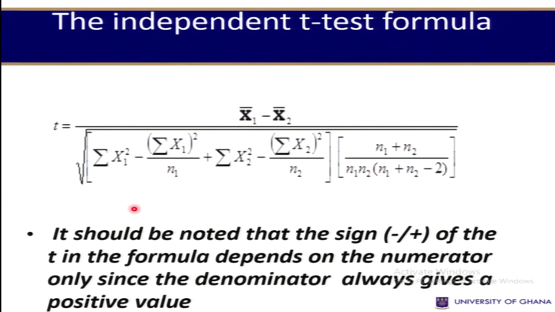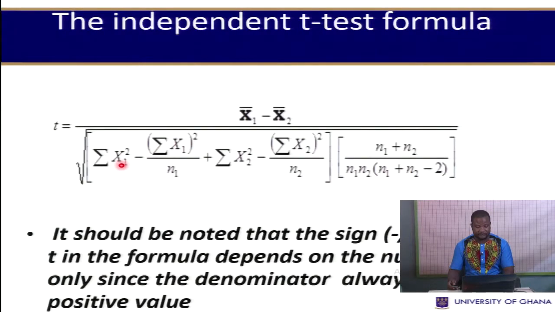And that will simply give us the formula for the independent t-test. You subtract their means from each other to form the numerator, and at the denominator we combine the standard errors of the mean of the two samples. If you simplify that conceptualization, this becomes the formula for the independent t-test. So at the numerator you have the mean of the first sample minus the mean of the second sample.